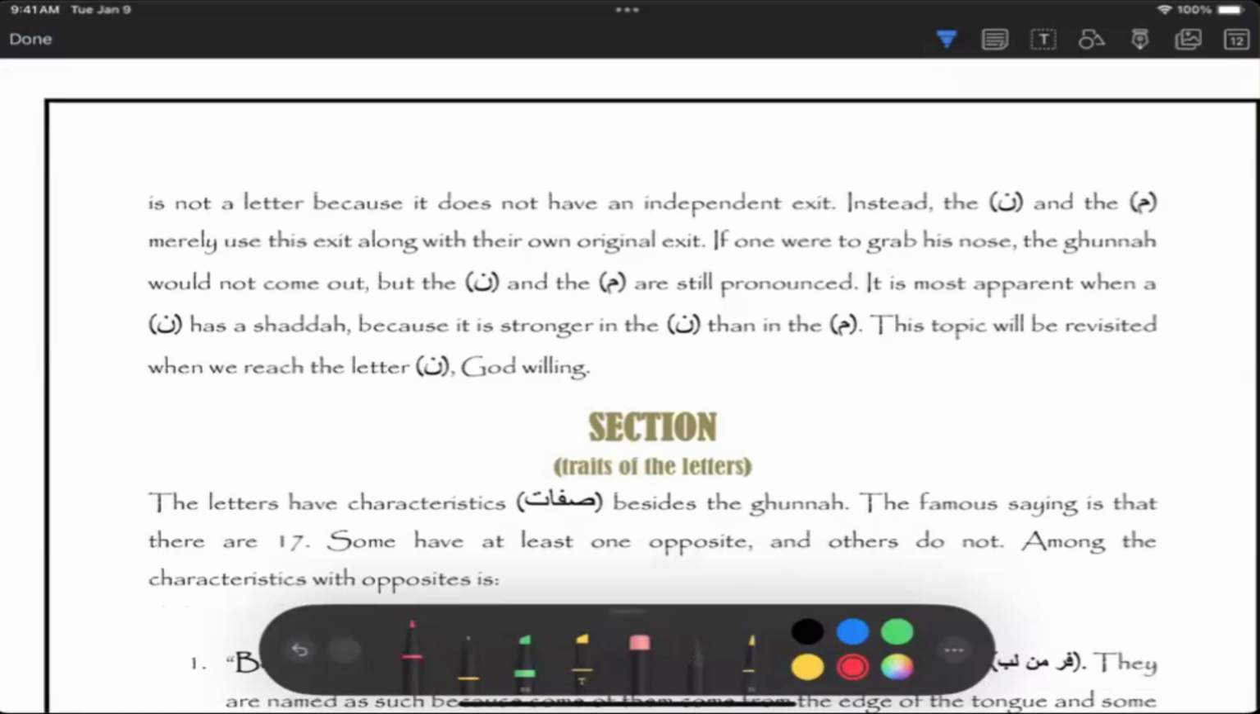This topic will be revisited when we reach the letter noon, insha'Allah ta'ala.